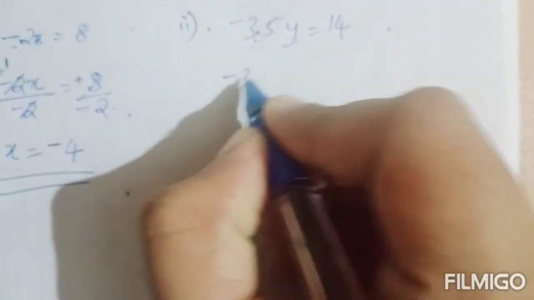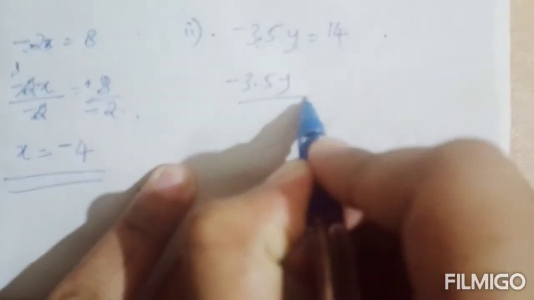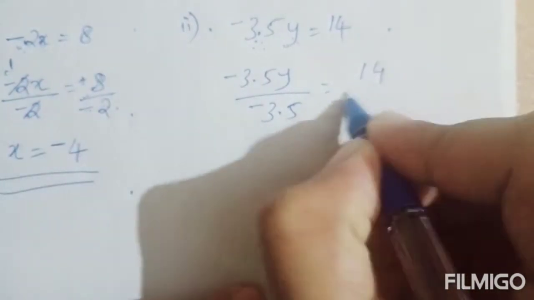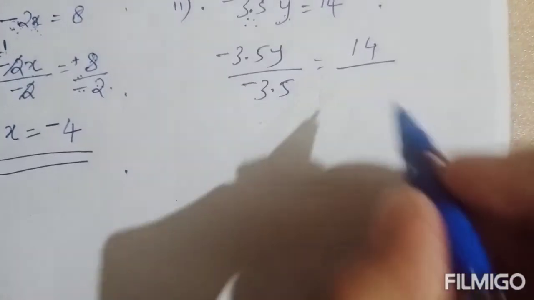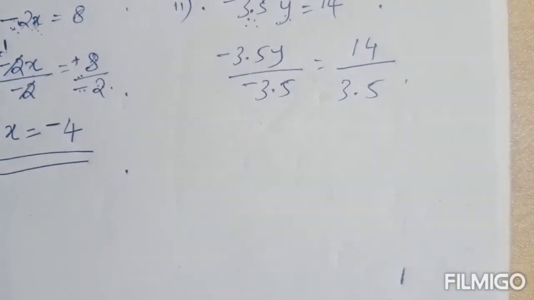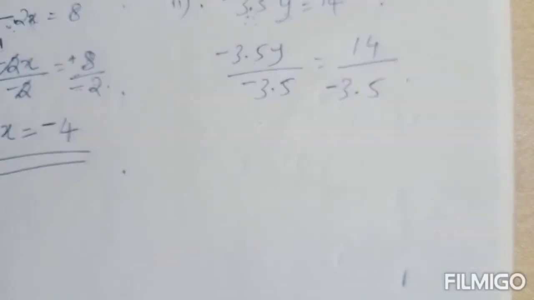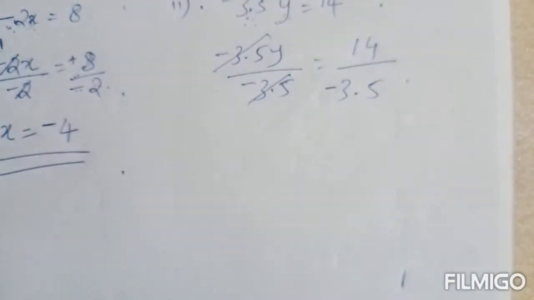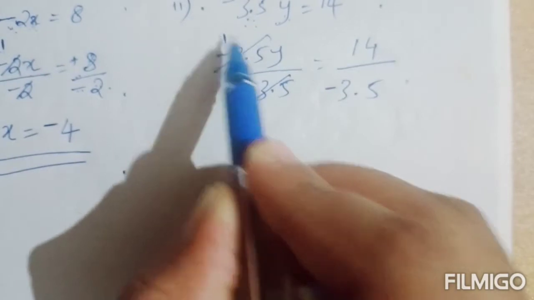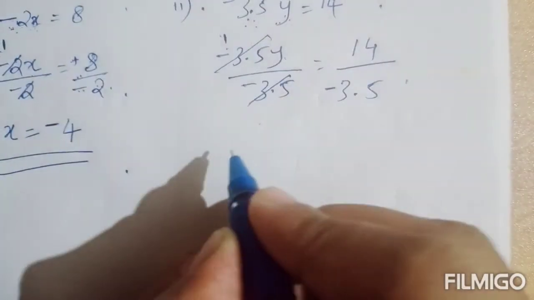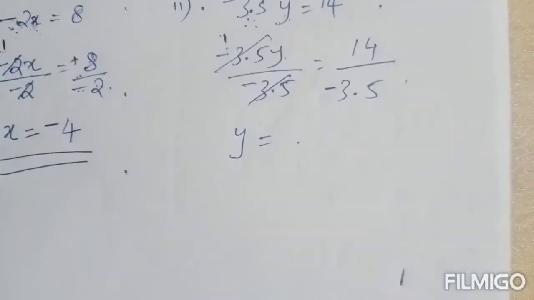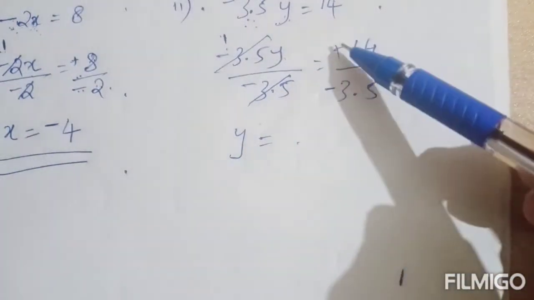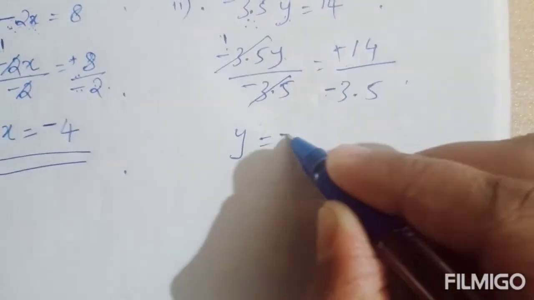Okay, minus 3.5y divided by minus 3.5 equal to 14 divided by minus 3.5. Dividing both sides of the equation by minus 3.5. Okay, now minus 3.5 by minus 3.5, it is 1. 1 into y means y equal to 14 divided by minus 3.5. Positive 14 it is. So positive divided by negative, it is negative.